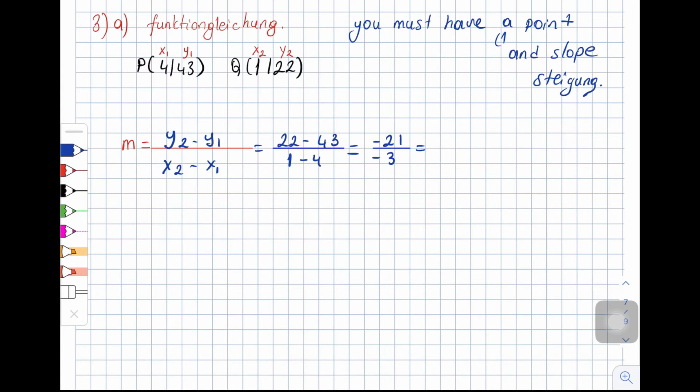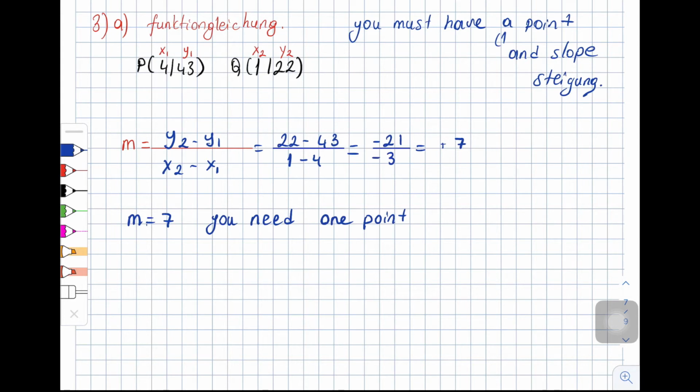Let's simplify. 21 divided by 3, isn't it 7? Yes. Negative divided by negative is plus. No need to write, but okay. What does that mean? Your slope is 7 up, 1 right. But you can just say this is equal to 7. Now you know your slope. M is 7. Now you have m, Steigung, and you need 1 point.